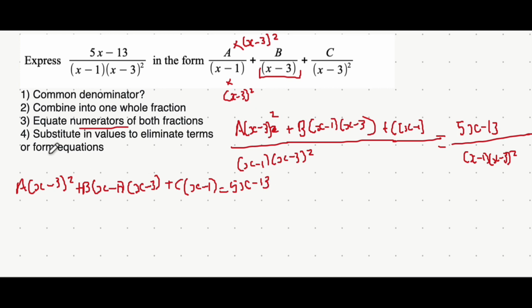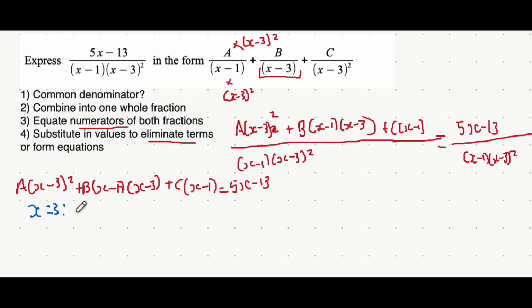Great. Now step number 4, we substitute in values of x to eliminate terms or to form equations. So let's focus on this part first, eliminating terms. And I'll do this in a different color. So what I meant by that was if you put in x equals 3 into this equation, it eliminates the a term because 3 minus 3 is 0. Same with the b term. 3 minus 3 is 0, so it'll eliminate the b term. So let's put in x equals 3 into the left hand side. That'll eliminate a and b.